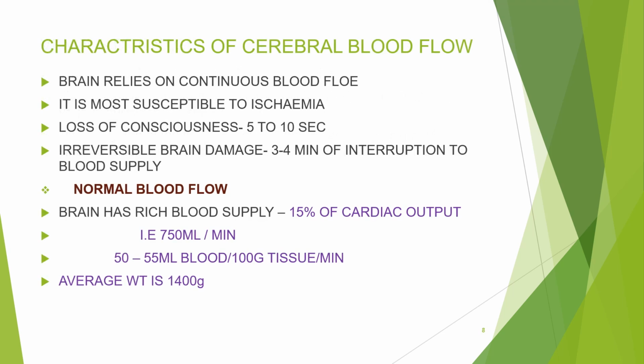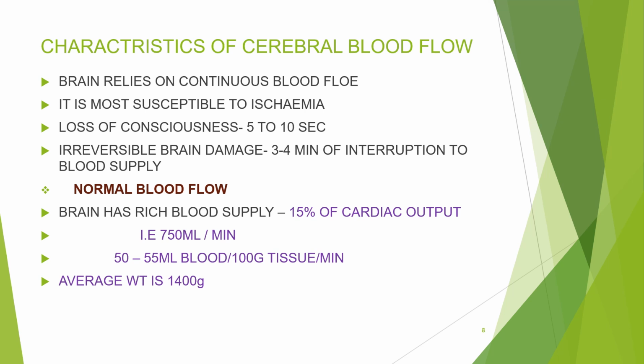Now coming to the characteristics of the cerebral blood flow. What are the important characteristics? The brain relies on continuous blood flow. The brain should get blood flow continuously. It is the most susceptible organ to ischemia, so it cannot resist ischemia. If there is no blood supply for about 5 to 10 seconds, then there will be loss of consciousness. And if there is no blood supply for 3 to 4 minutes, then it leads to irreversible brain damage.